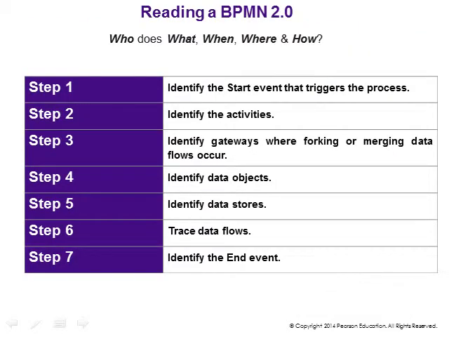And so essentially when reading a BPMN process, you are basically attempting to answer the question, who does what, when, where, and how. To do this, we have 7 steps. We need to identify the start event that triggers the process. So what kicks off the process we're documenting? We have to identify the activities. We identify gateways where forking or merging data flows occur. We want to identify our data objects, identify our data stores, trace the data flows, and then identify the end event.